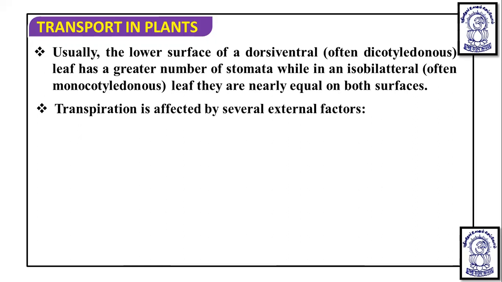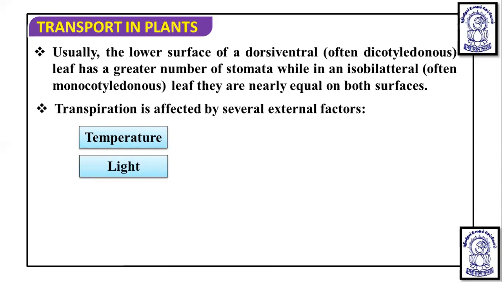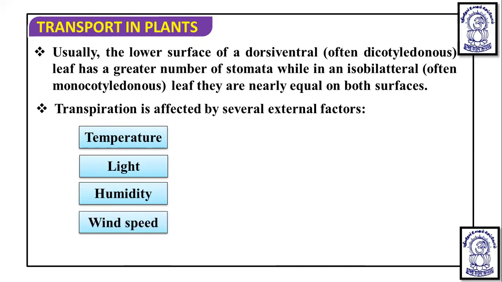So transpiration is going to be affected by several factors. Several external factors affect this: temperature, light, humidity, wind speed, etc. They may affect transpiration. If temperature is affecting transpiration, up to a certain limit an increase in temperature results in an increase in the rate of transpiration. At a very high temperature, transpiration decreases because it damages or kills the transpiring tissues or organs.